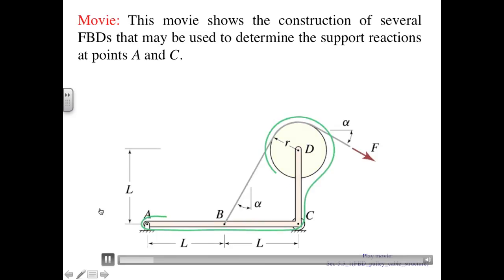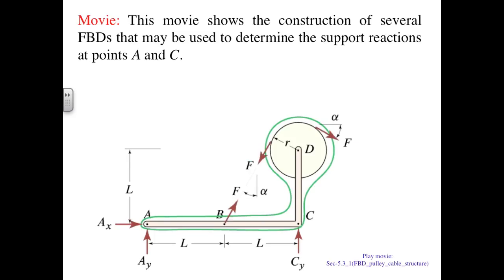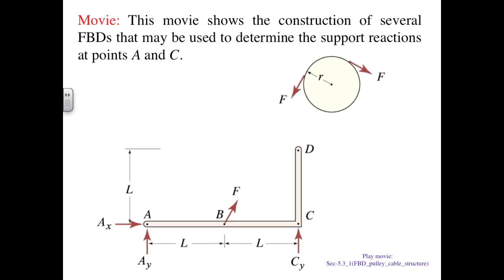Here we show the enveloping surface drawn around the entire structure, cutting through the cables on either side of the pulley mounted at D. We have again our pin reactions at A, AX and AY, the roller reaction at CY, and we're cutting through the cable at two locations. So we have the cable force F at B as well as the cable forces on the pulley. If we now separate the pulley at D, we have equal and opposite bearing forces on the pulley to match the cable tensions, and therefore equal and opposite forces on the pulley at D.